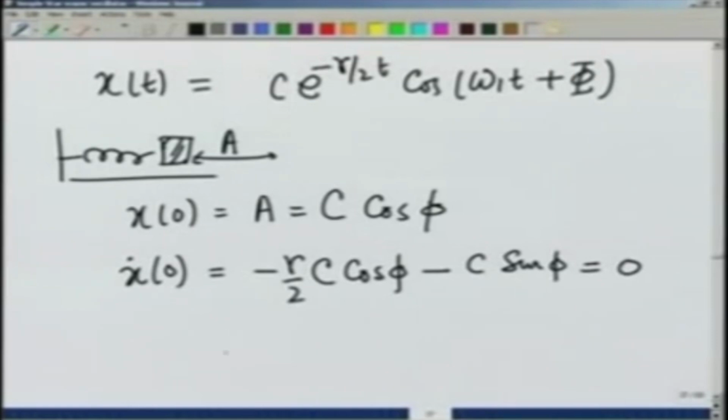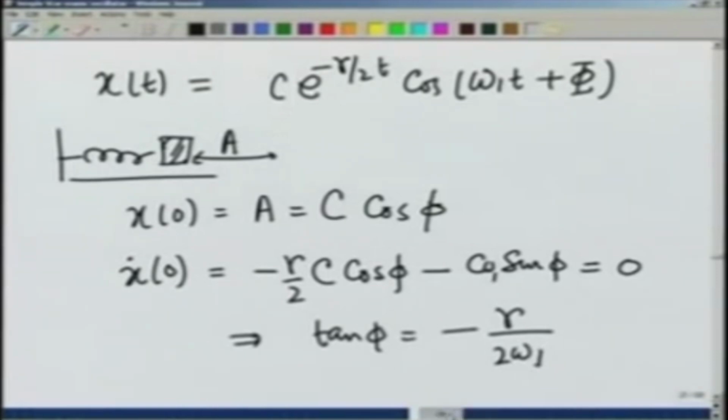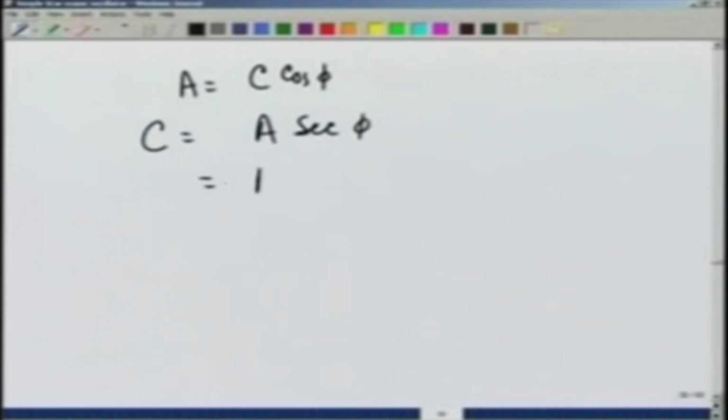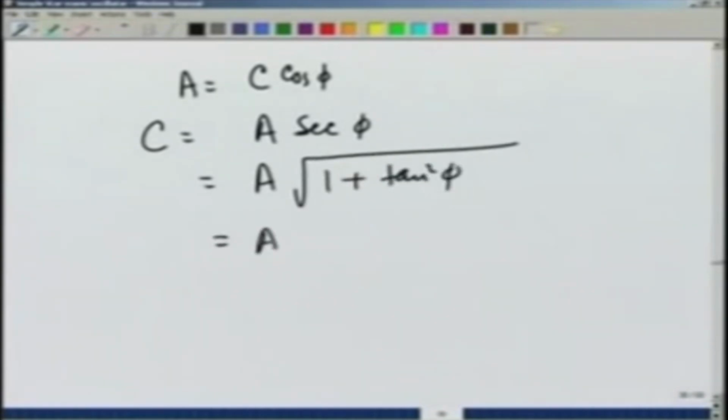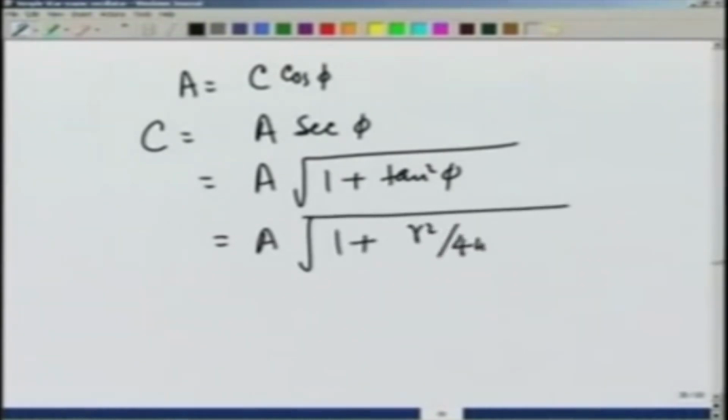This tells me that tangent of phi, or there should be an omega 1 here, tangent of phi would be equal to minus gamma over 2 omega 1, and from that I can also calculate what coefficient c should be, since a is equal to c cosine of phi, c is equal to a secant phi, which is a square root of 1 plus tangent square phi, which will be equal to a square root of 1 plus gamma square over 4 omega 1 square.